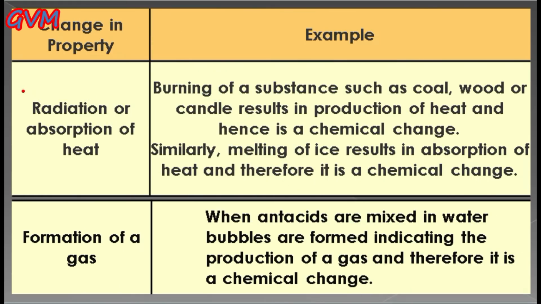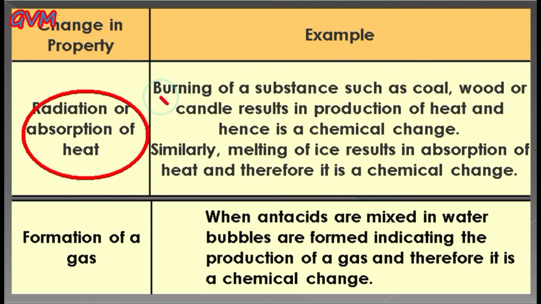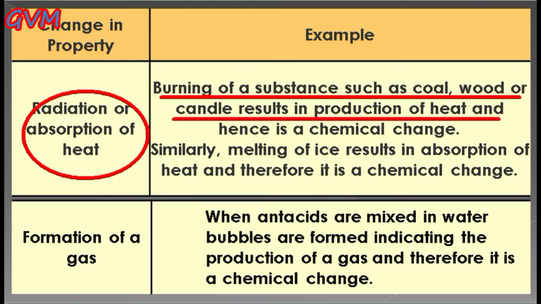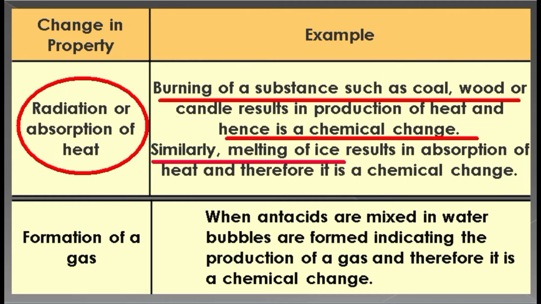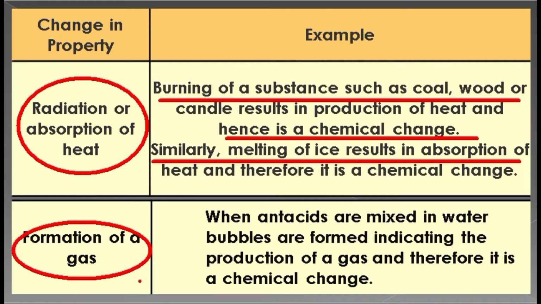As the first one here, absorption of heat means, students, burning of a substance such as coal, wood or candle always results in the production of heat, and hence it is considered as a chemical change. Similarly, melting of ice results in the absorption of heat. Therefore, it is also considered as a chemical change. The next property is formation of a gas.